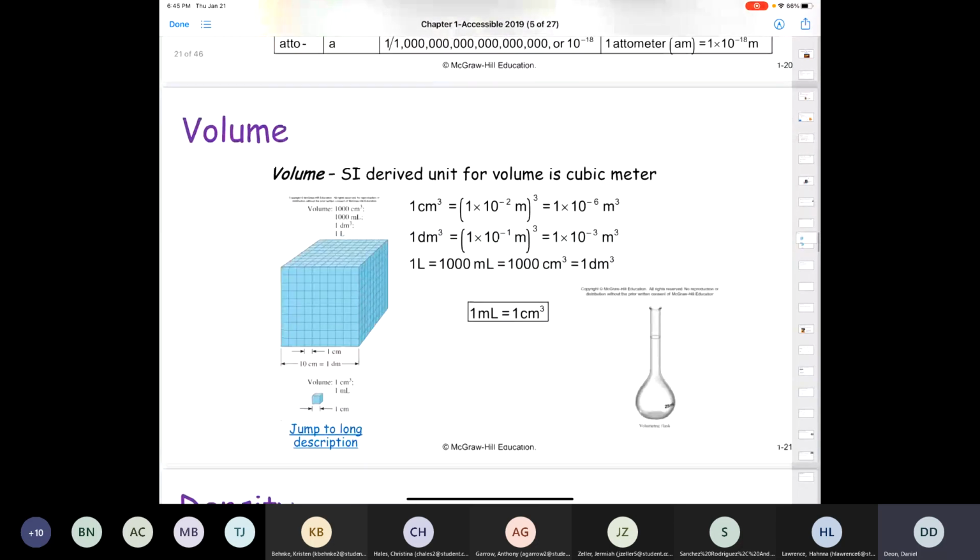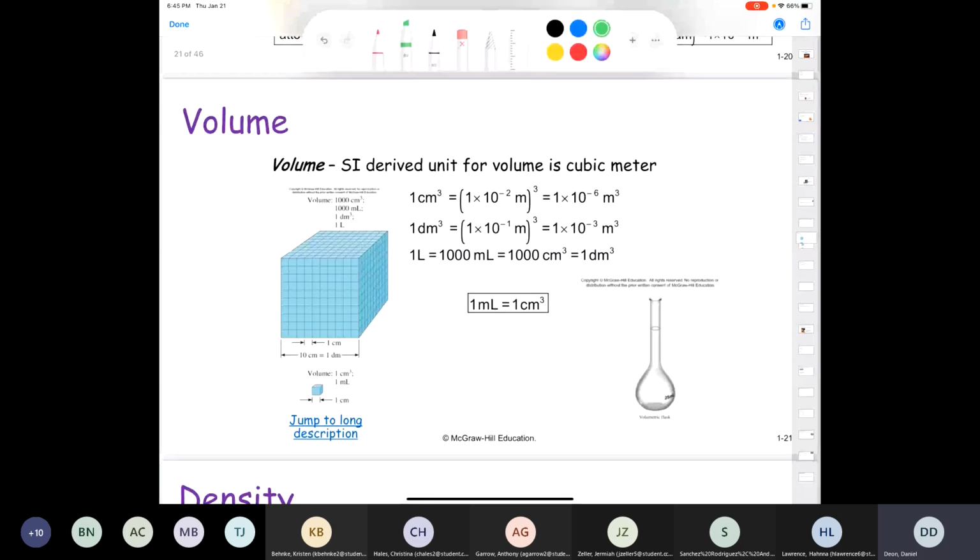Let's talk a little bit more about volume. It says here that the SI derived unit for volume is the cubic meter. Now the SI unit of length is the meter that we abbreviate with a small m. And again, the SI derived unit for the volume is the cubic meter, which is m to the power of 3. And you see it over here and over here.